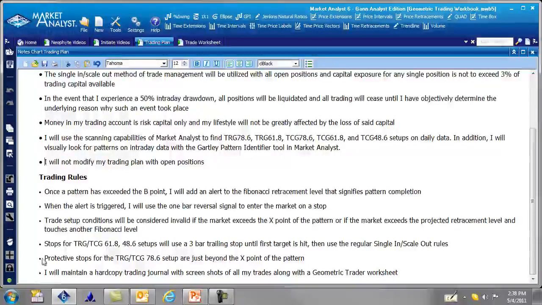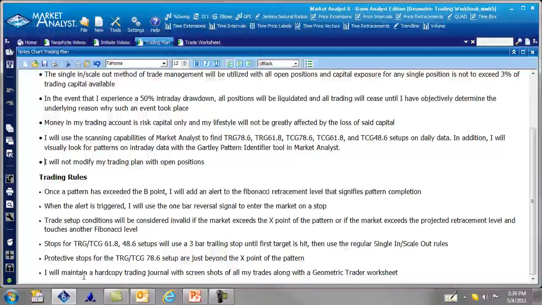The next point is protective stops for the TRG TCG 78.6 setup are just beyond the X point of the pattern. That's pretty self-explanatory. And the last point here is I will maintain a hard copy trading journal with screenshots of all my trades along with a geometric trader worksheet.